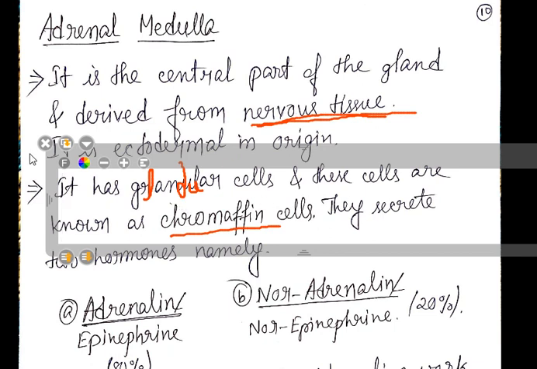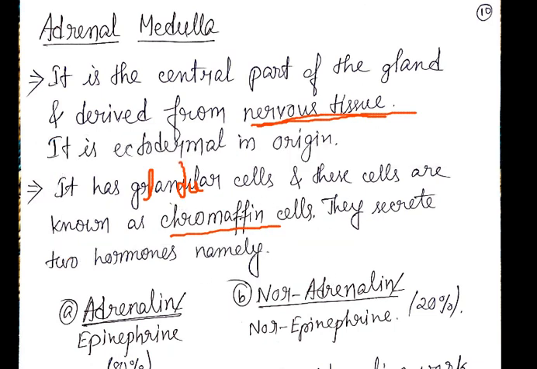Okay, so the glandular cells, which are known as chromaffin cells, the glandular cells which are compactly arranged in the middle part of the adrenal gland, those are known as chromaffin cells. Okay, and these chromaffin cells secrete two types of hormone. What are those two types of hormone? Adrenaline or epinephrine और noradrenaline और norepinephrine.